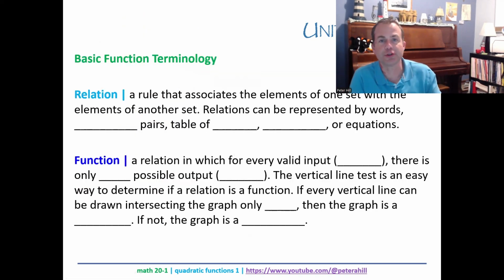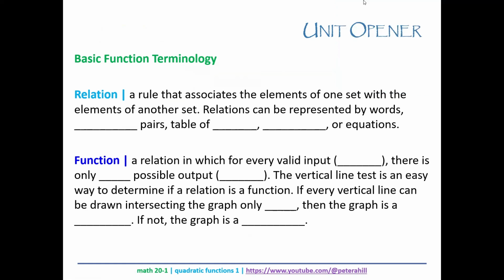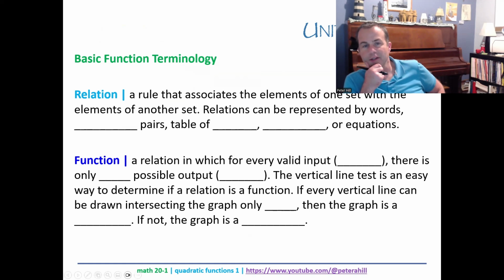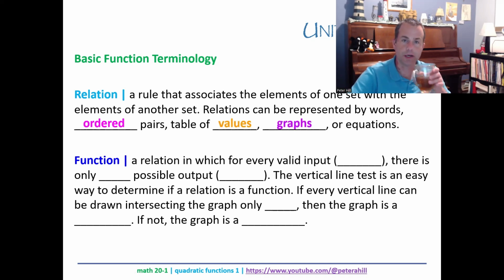All right, some basic function terminology. We are going to fill in some blanks here. I'll hide my head for just one quick second. Relation: a rule that associates the elements of one set with the elements of another set. Relations can be represented by words, by pairs, coordinate pairs or ordered pairs, and then a table of values, or graphs, or equations. Okay, all of those are ways of representing relations.